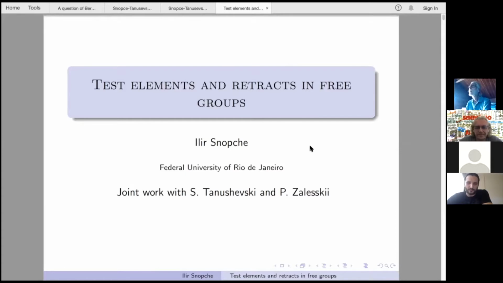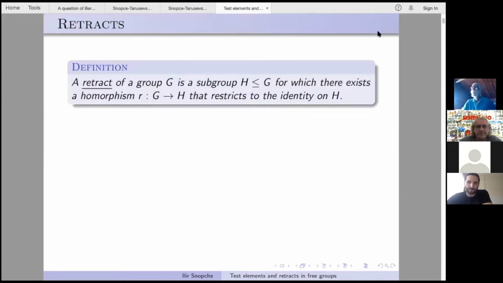So let us start with a simple definition. A retract of a group G is a subgroup H of G for which there exists a homomorphism R from G to H that restricts to the identity on H. Just keep this in mind: a homomorphism from G to H which restricts to the identity on H. In this case, we call R a retraction.